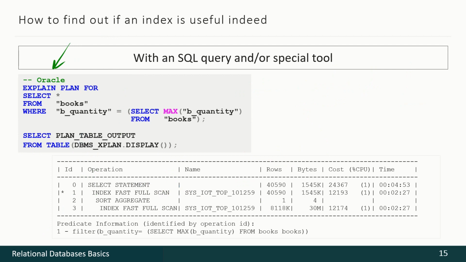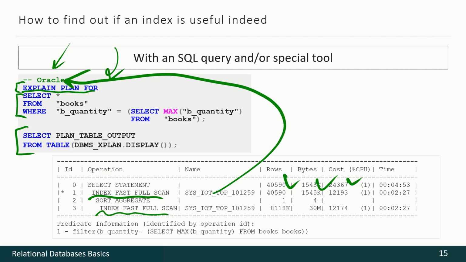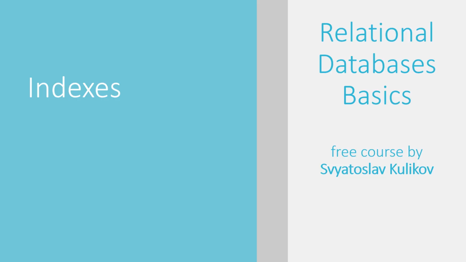If you use Oracle, you may use the following approach. You have to put explain plan for, then your SQL query here, and then you may see the result of that plan calculation. Once again, some indexes are mentioned here with some information about them. There is a lot of technical information. So once again, please refer to the official documentation of that particular DBMS, or any other DBMS you are using. And in the next video, we shall review index types.